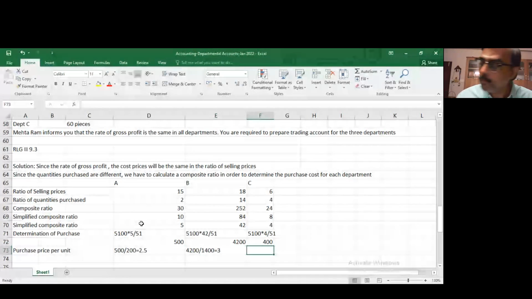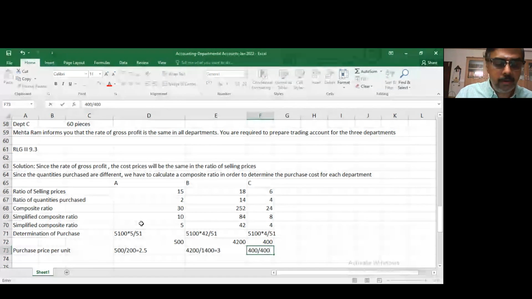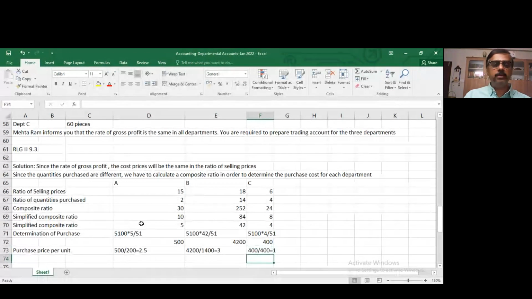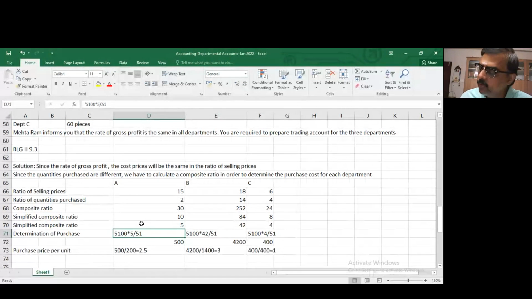Good. And the purchase price for department C is 400 divided by how many units they are purchasing for department C? 400. So this is the purchase price per unit. An important calculation we have done now. We have determined the purchase price per unit and the purchase value. Now it will be easier for us to determine the opening stock value because that's not given to us. Only closing stock value is given.